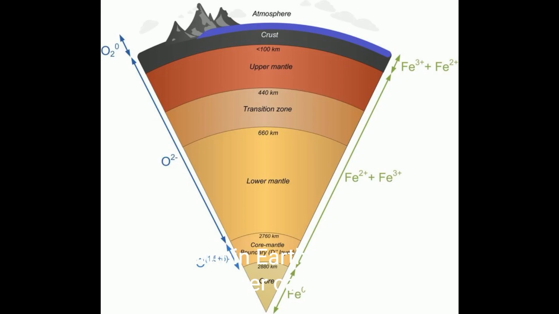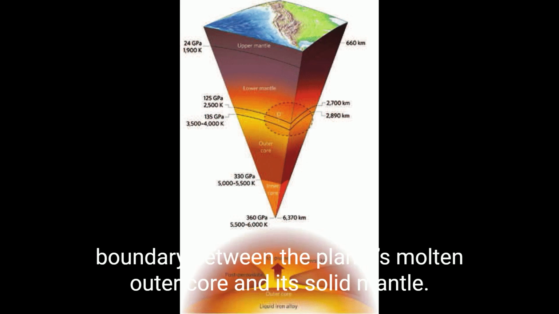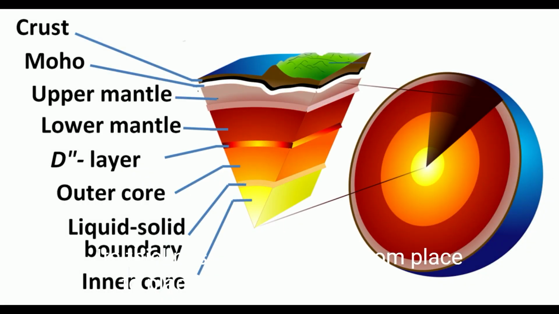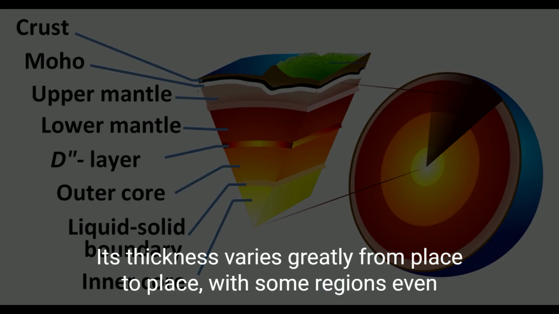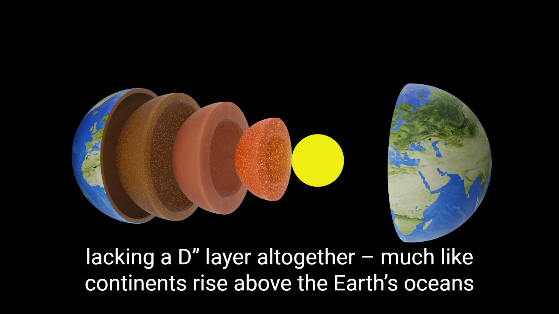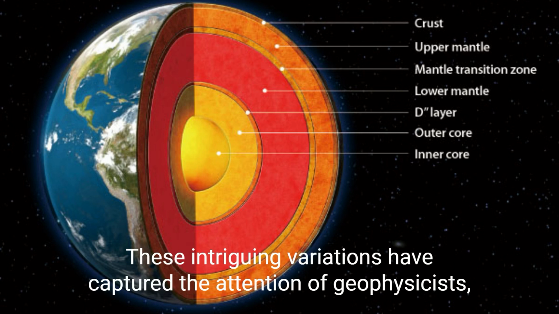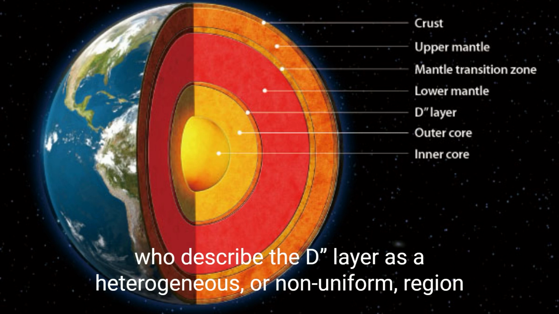Deep within Earth, there lies a mysterious layer called the D layer. Located roughly 3,000 kilometers down, this zone sits just above the boundary between the planet's molten outer core and its solid mantle. Unlike a perfect sphere, the D layer is surprisingly patchy. Its thickness varies greatly from place to place, with some regions even lacking a D layer altogether, much like continents rise above the Earth's oceans. These intriguing variations have captured the attention of geophysicists who describe the D layer as a heterogeneous or non-uniform region.